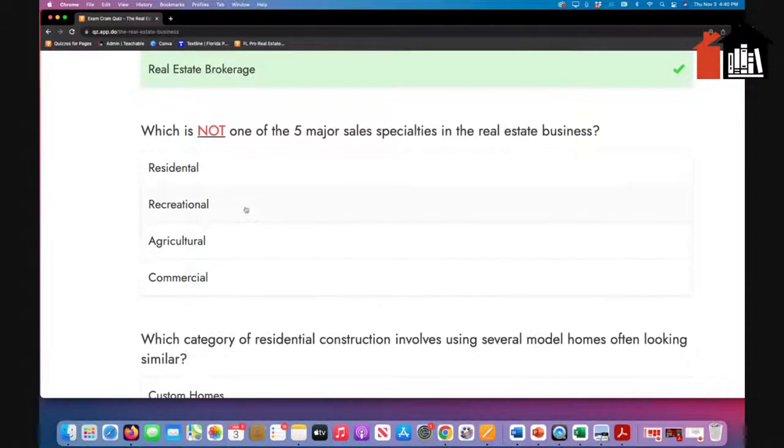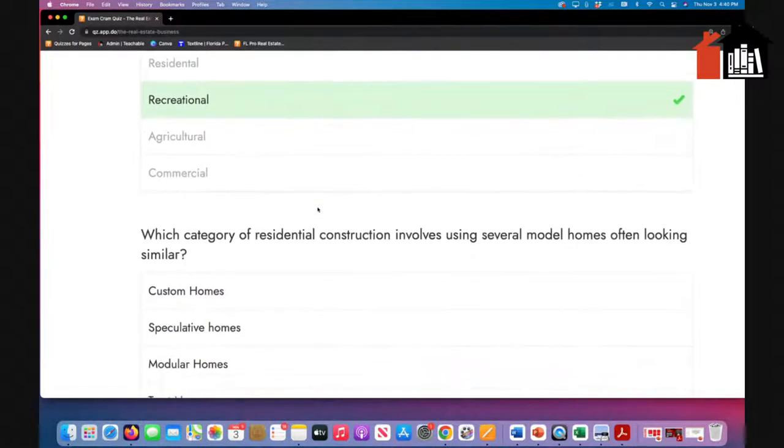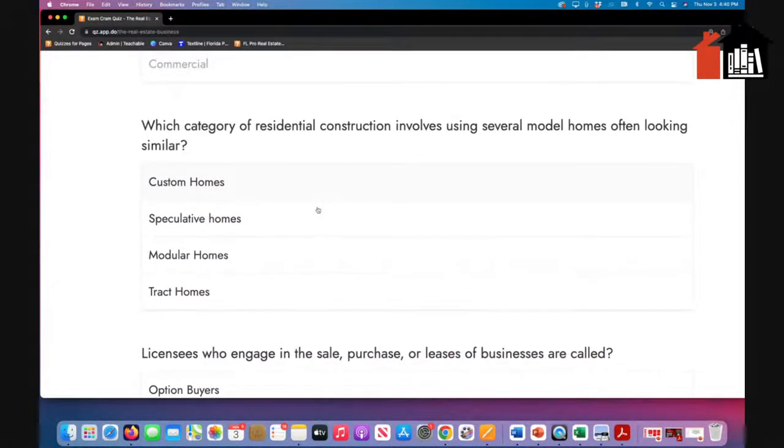Okay. We know we got residential. We've got agriculture. We have commercial. What's the other one? We have also industrial, right? Good job, Haley. Good job on that one. So, yes, recreational is not one of the five major sales specialties. Let's go to the next question.